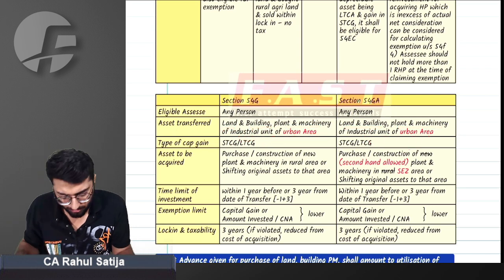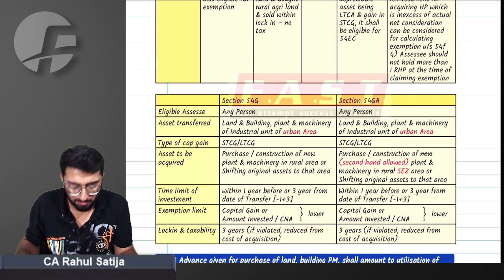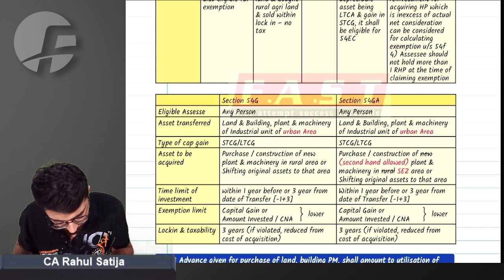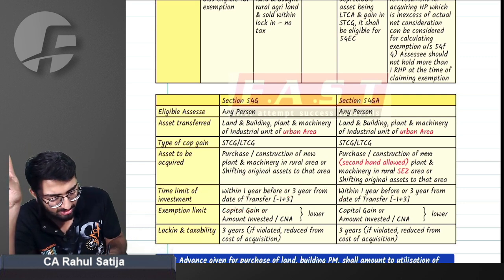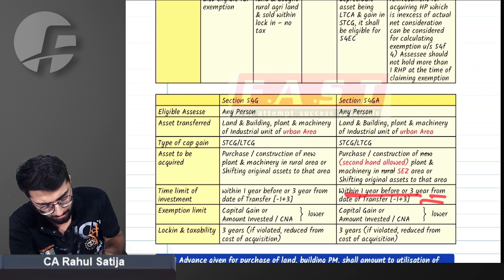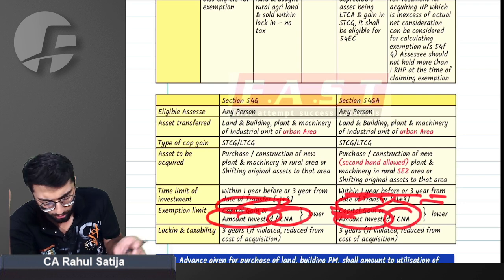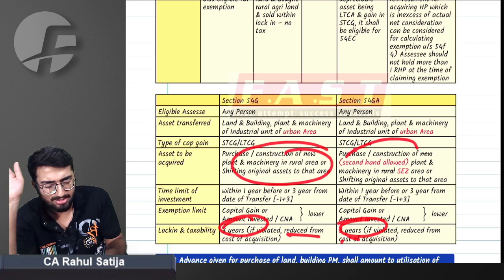Till now, no difference. What type of capital gain? Long-term capital gain, short-term capital gain. Wow. Nice. Asset to be acquired, wait for a second. Within 1 year or 3 years from the date of the transfer? Within 1 year from the date of the transfer, no difference. Exemption limit: capital gain or amount invested in CGAS or cost of new asset. Oh, no difference. Lock-in period 3 years, no difference. The only difference is the asset to be acquired.